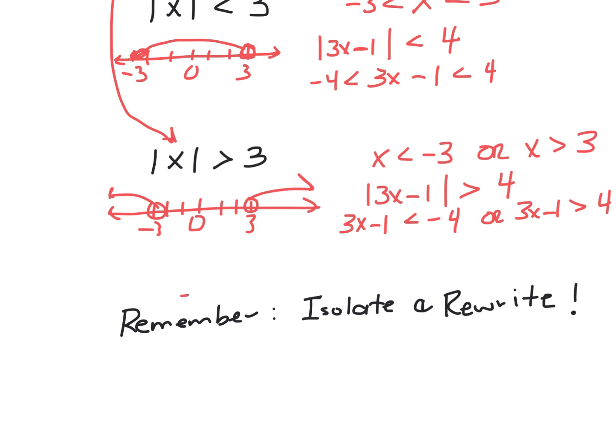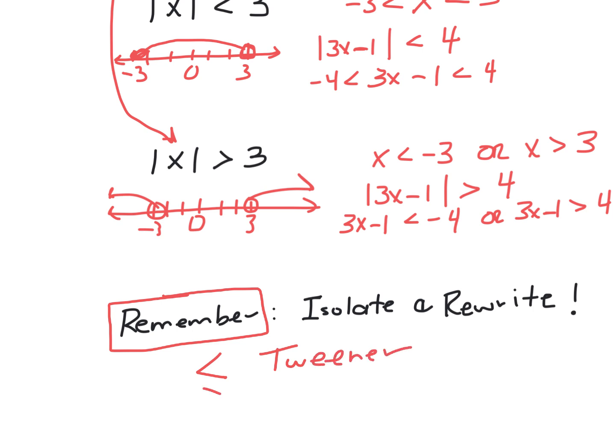So remember that anytime you're dealing with absolute value, you will isolate and rewrite. If it is a less than, you're going to rewrite this as a tweener. If it's greater than, you're going to write it as a splitter, as an or statement.